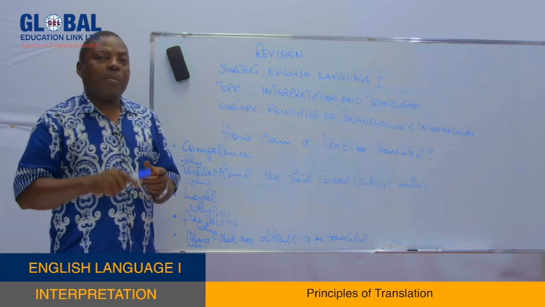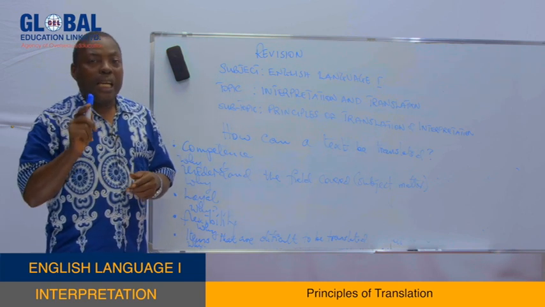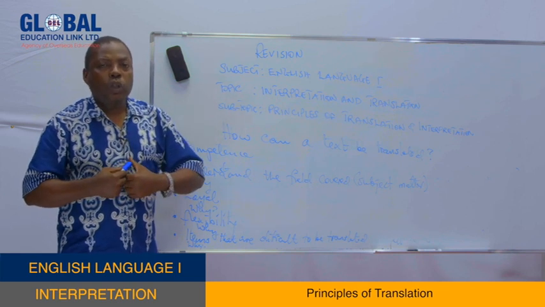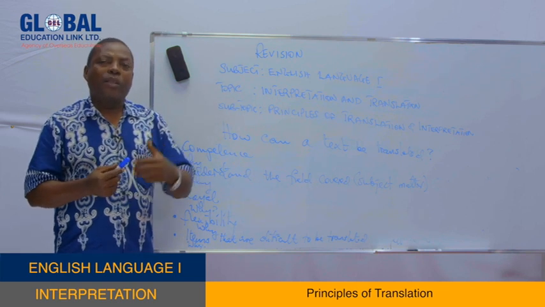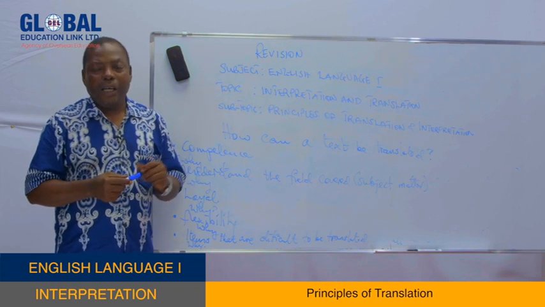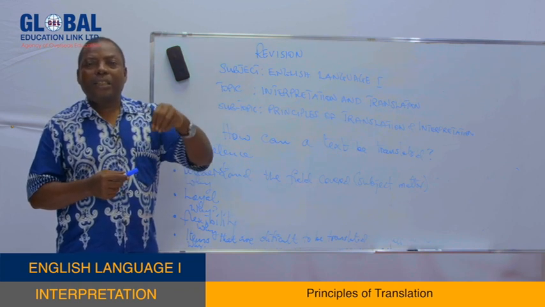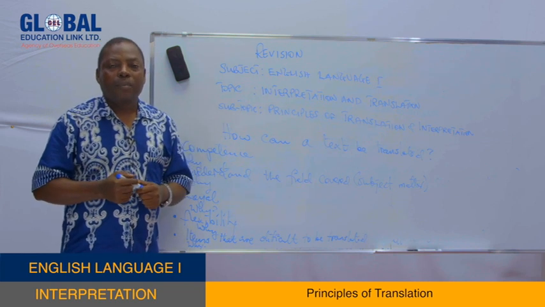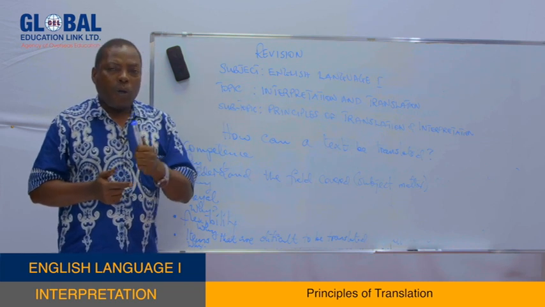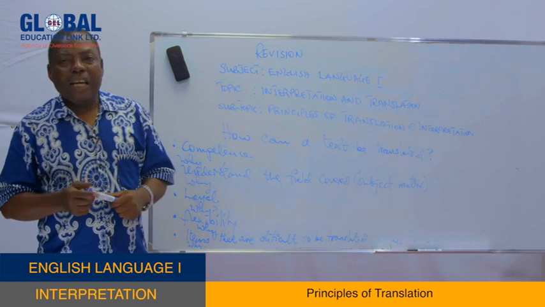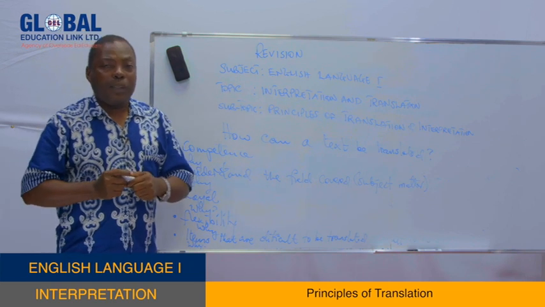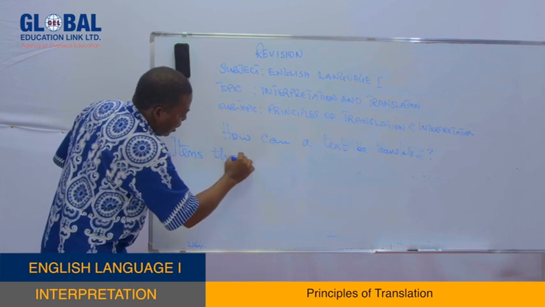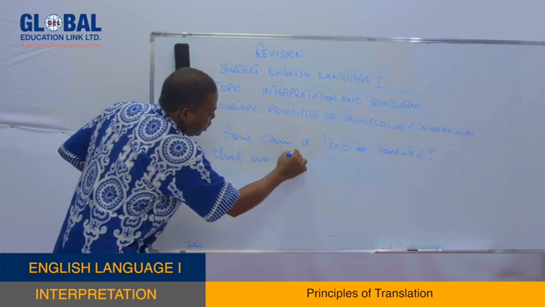When that situation comes, the translator and/or the interpreter has to know what to do to make the audience understand, even though that entity is not found in their target language. What are these content items that are difficult to be translated? Items that are difficult to be translated.